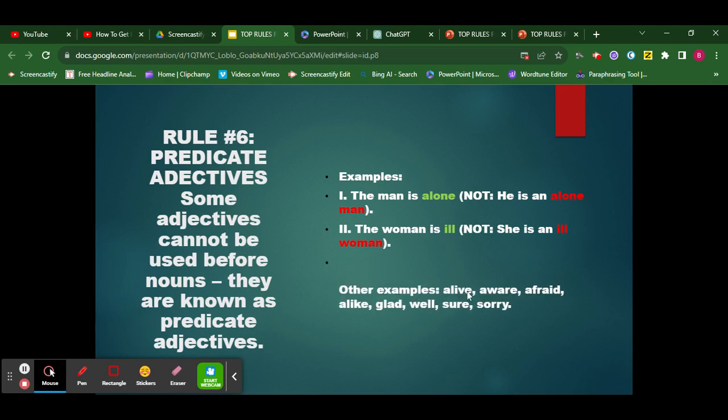Other adjectives that are predicate adjectives include alive, away, afraid. You can say the boy is afraid, but you cannot say he's an afraid boy. No. Alike, glad, well, sure, sorry. Okay. You can say John is well, but you cannot say John is a well man. No. You can say John is a good one, but when the word is well, it cannot come before a noun. So these are predicate adjectives.